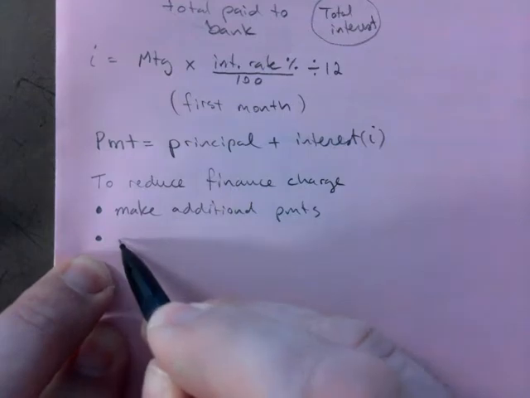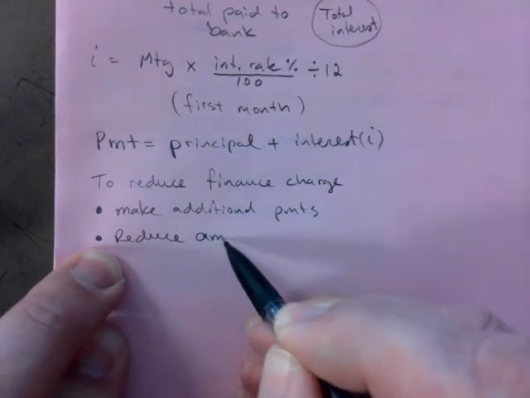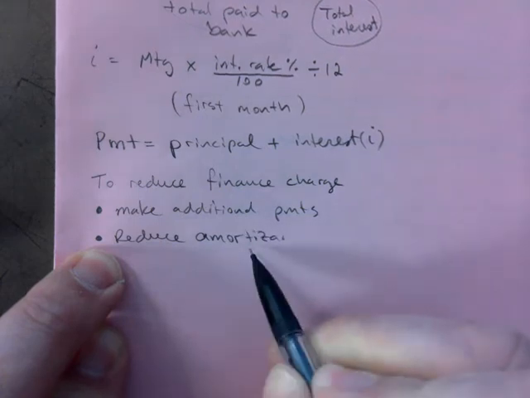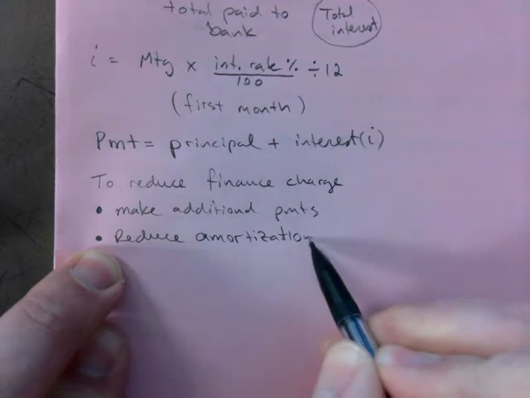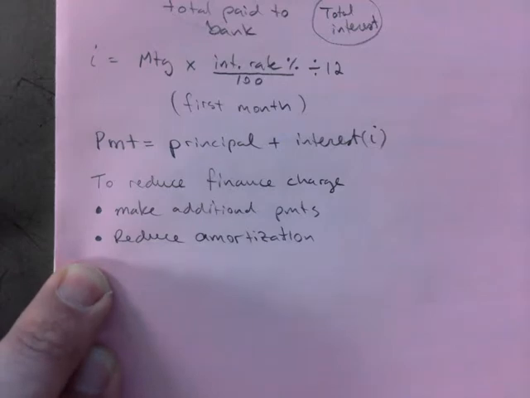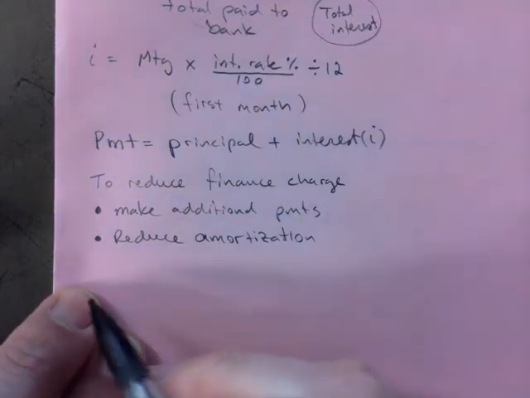You can not increase, but reduce amortization. And that's just a fancy word for taking less time to pay it off, right? Like if the faster you pay something off, the less interest you pay overall. That's just how it works. If you pay longer, yes, the payment goes down, but not your interest, not the total interest.